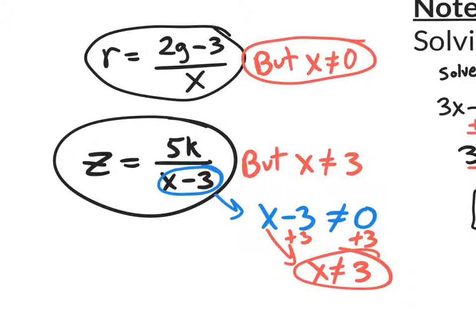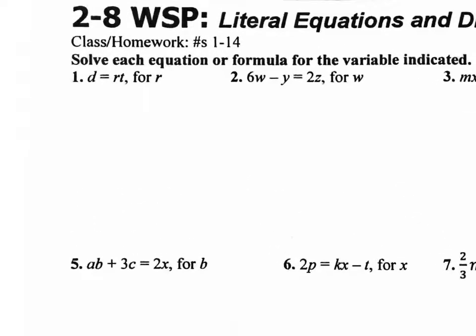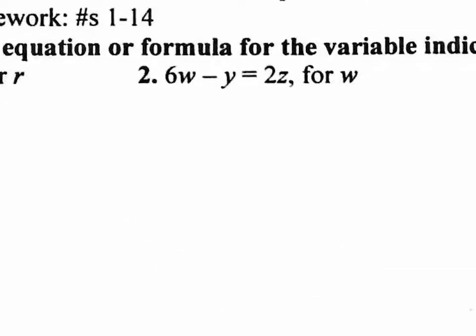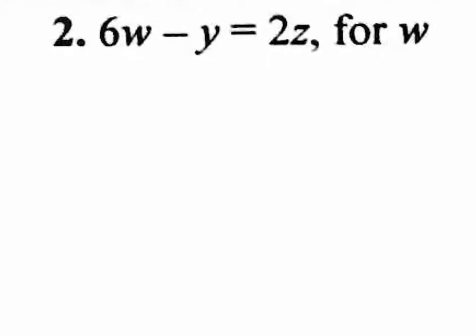So let me actually jump to the homework here. So here's the homework, 2.8 WSP. I already have another video explaining the odd ones, so I'm going to jump to the even ones. And again, they give you an equation with many variables in it. On this one, they tell you to solve for W. Again, the for W is just simply telling you that you want to get W by itself. All right, so W is clearly on the left side or the right side of the equal sign. Where's W at? It's on the left side.